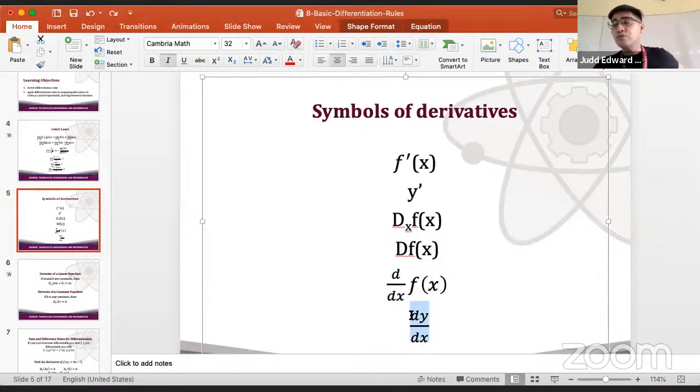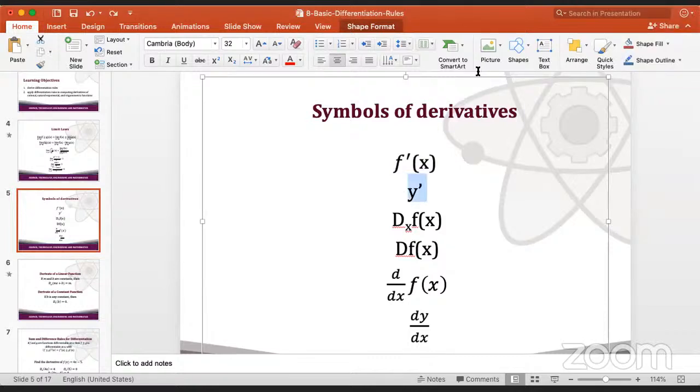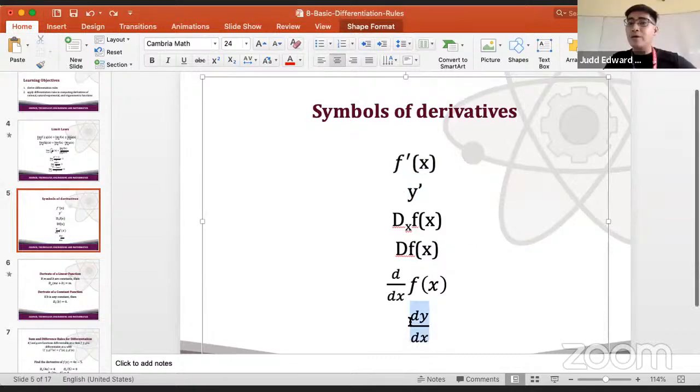So, ituturo ko sa inyo kung ano lang yung mga common na ginagamit if we are dealing with derivatives. So, itong first one, it is common na ginagamit natin if we are dealing with derivatives. And also, y prime, the second one, and the last one, dy over dx. Okay.